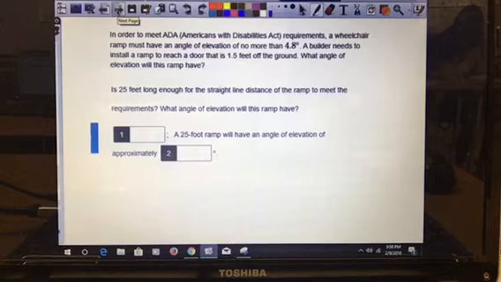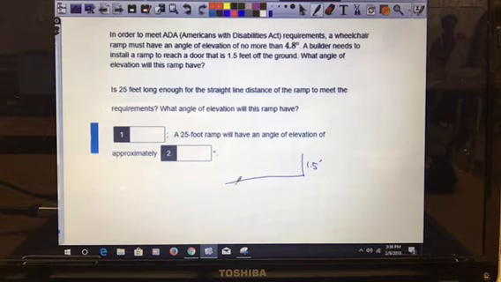Okay, in order to meet ADA, Americans with Disabilities Act requirements, a wheelchair ramp must have an angle of elevation of no more than 4.8 degrees. A builder needs to install a ramp to reach a door that's 1.5 feet off the ground. Okay, so 1.5 feet is the step. You're going to have your ground here and the ramp here. It says, what angle of elevation will this ramp have?